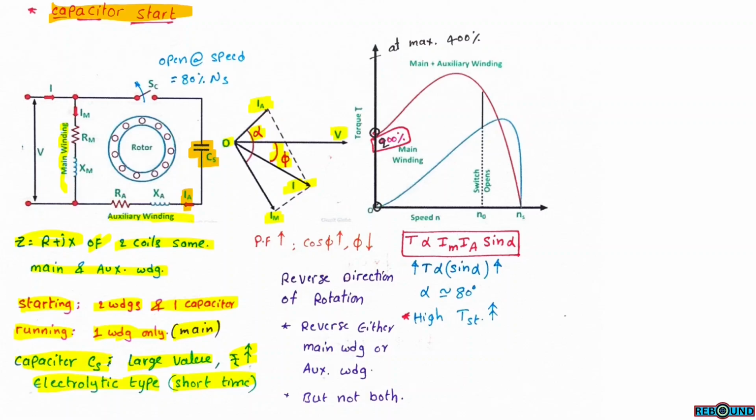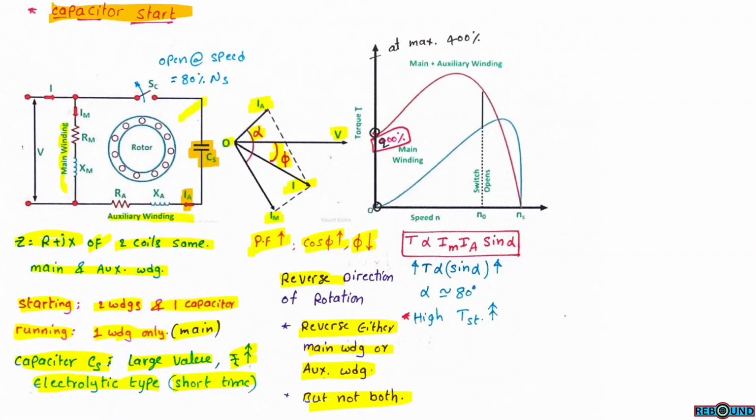This angle phi is able to develop the starting torque. This makes the single phase induction motor self-starting. Here the phi angle is low, so the power factor will be high. Power factor cos phi will be high as the angle is low. How can we change the rotation to the reverse direction? Simply reverse the terminal connections of either the main winding or the auxiliary winding, but not both.